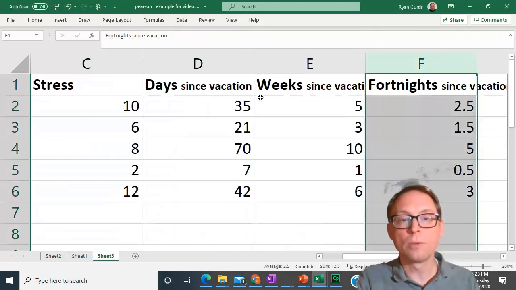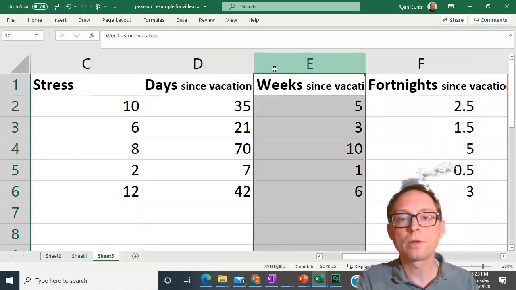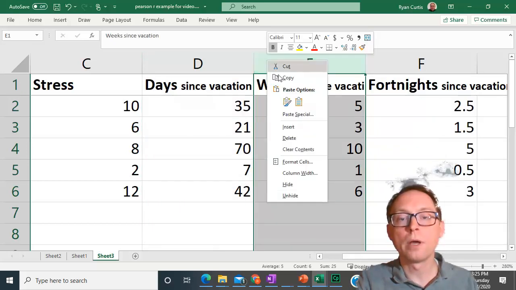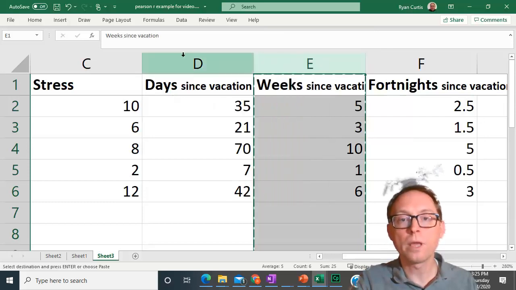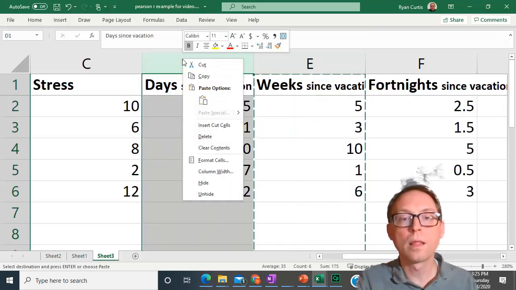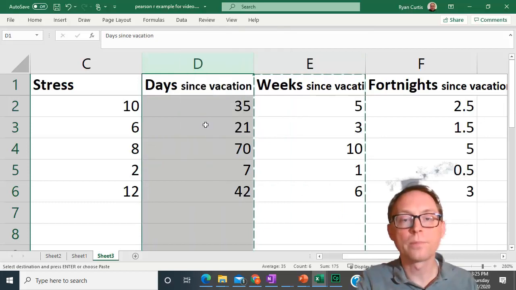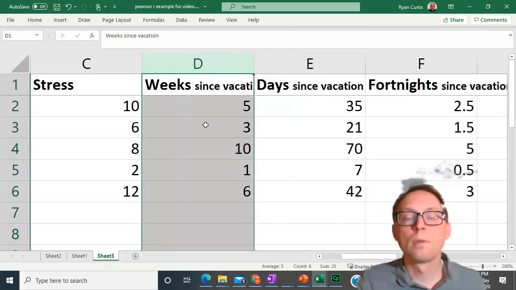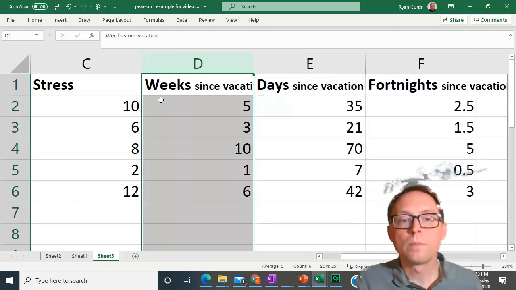So we want the covariance of weeks and stress. Let me move days out of here. I'll move weeks over, maybe. How about that? I'm going to move these over so that we can look at them next to each other. All right, so now I've moved the weeks over.